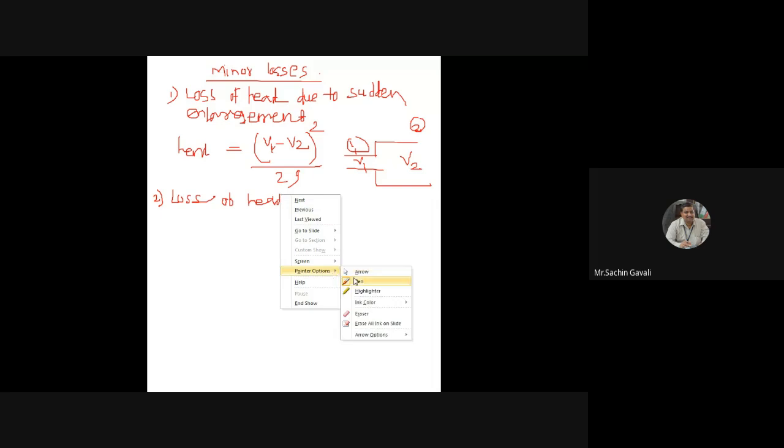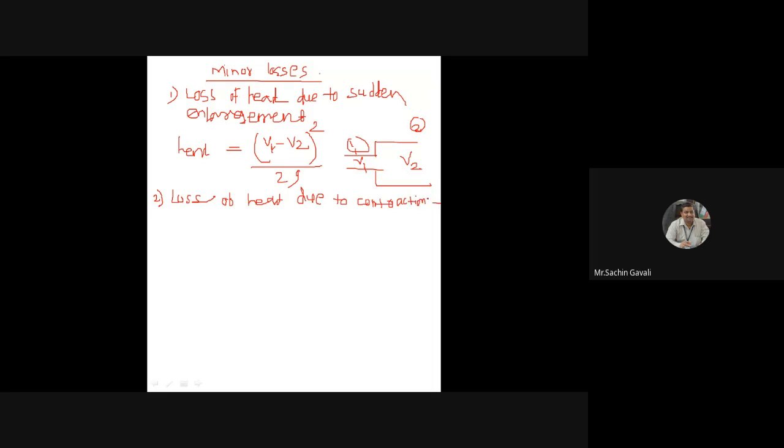Loss of head due to contraction of pipe. We'll tell this formula. Loss of head due to contraction. Gaurav, Balaji and Nikita, other than them, will tell. This is a very important chapter for MCQs and a very important chapter to solve numericals.